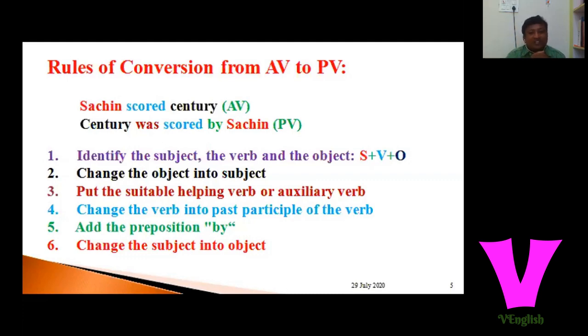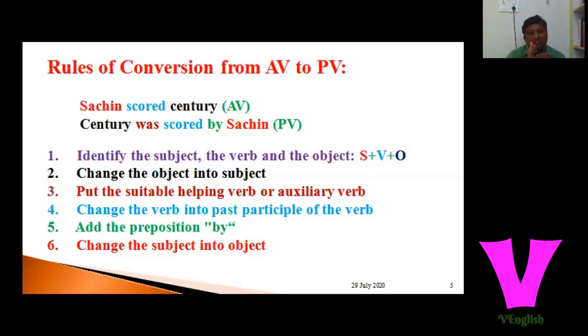Change the object into subject. Yes, Sachin, red color. Scored, blue color. Century, black color. Subject is red color. Verb, blue color. And century, object, black color. So here, the second step is, we have to change the object in the active voice into subject in the passive voice. This is the first rule to follow.